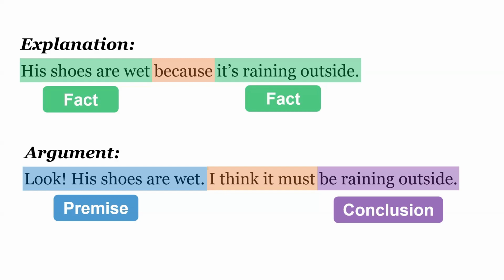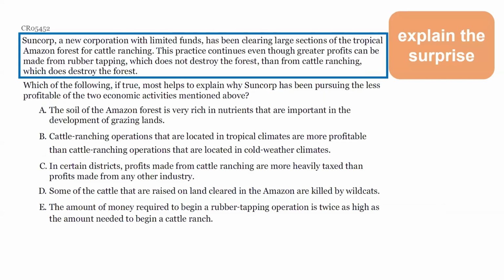Back to the problem. The second step is to read the passage and look for the thing that needs to be explained. Notice that we've got just facts here. There's no conclusion or premises. What we do have, however, is an expectation that isn't met, some sort of surprise. The words even though help me see that this company is doing something that seems illogical. If rubber tapping is more profitable, then we'd expect the corporation to pursue that business.